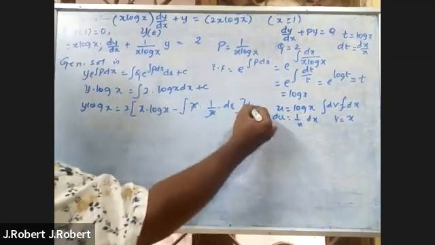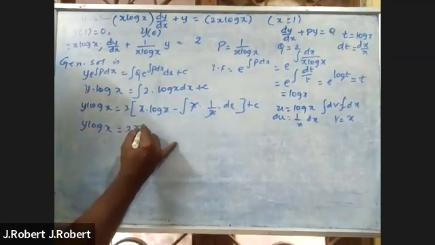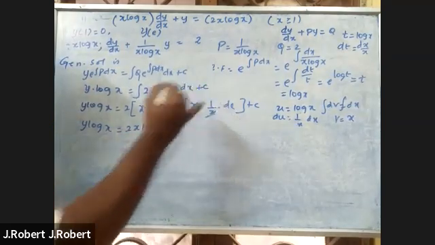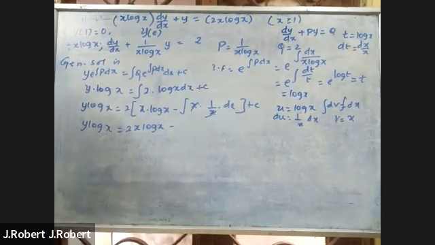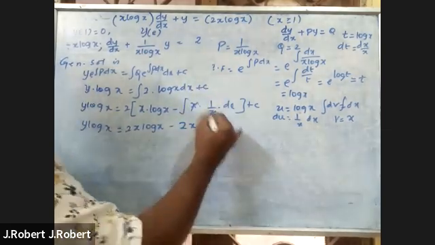x cancels, plus constant. Your y log x is equal to 2 into x log x minus the integration of dx, which is x, into 2, which is equal to 2x, plus constant c.